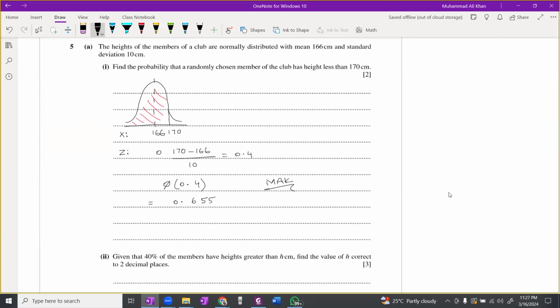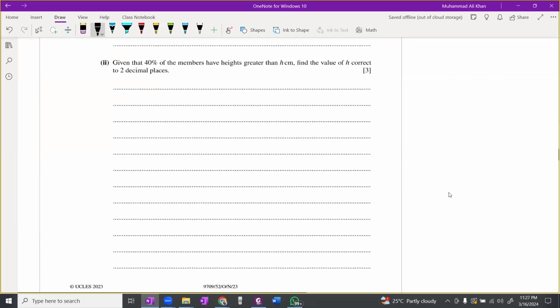Now, after that, what do we have in the second part? In the second part, given that 40% of the members have height greater than h. So now, again, I'm making a normal curve. 40% is greater than h. Exactly at the center, it is 50% towards left and 50% towards right. So 40% is somewhere here. This is the 40%, which means 0.4. We have to calculate at this point the value of H.